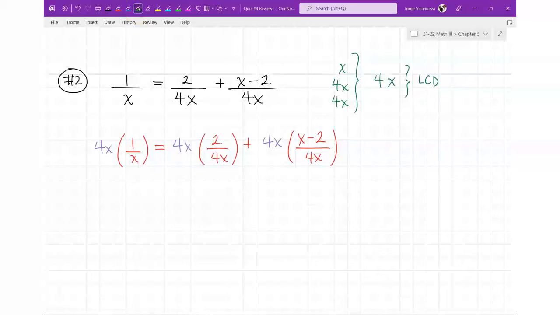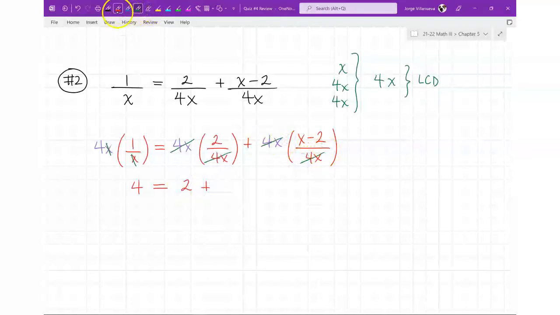So here we go. What can I cancel in the first one? The x, so that's gone. That becomes 4 times 1. That's just 4. All right, what can I cancel on the next one? 4x, all of it. So all that's left over is a 2. What about the last fraction? 4x as well. So it's just an x minus 2.